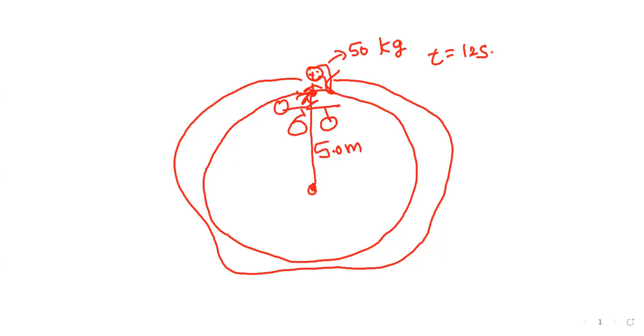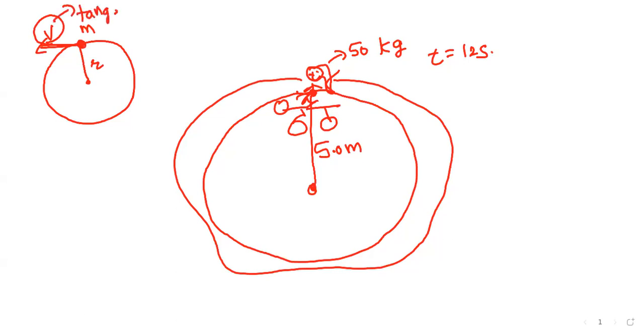See, the idea of tangential velocity is as follows. Even in our previous problem, we saw that there is a mass m moving with a velocity v on a circle of radius r. Now this v is nothing but our tangential velocity. The velocity with which the object is going is known as our tangential velocity.